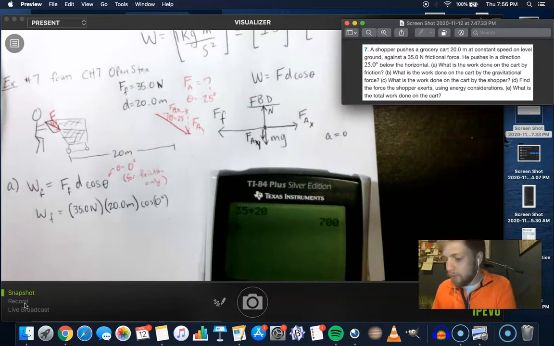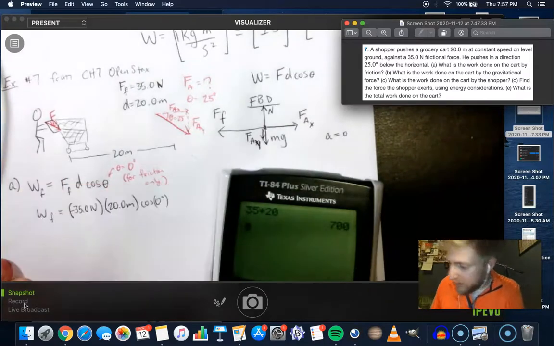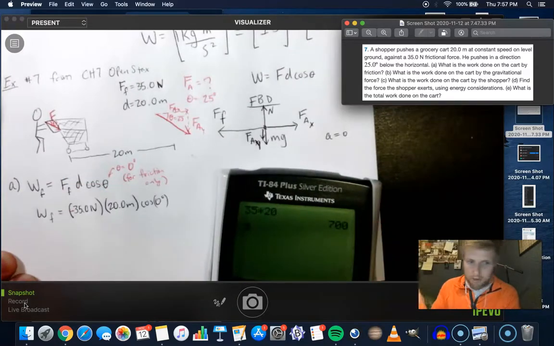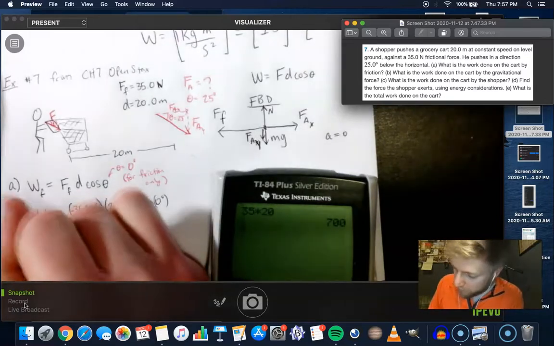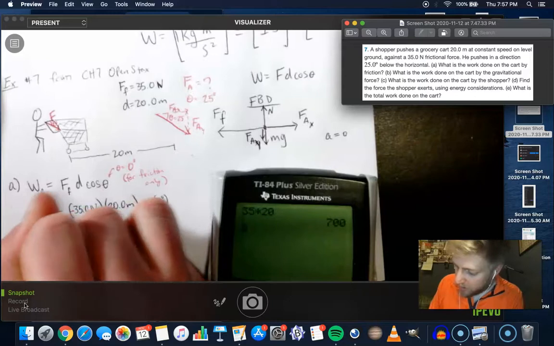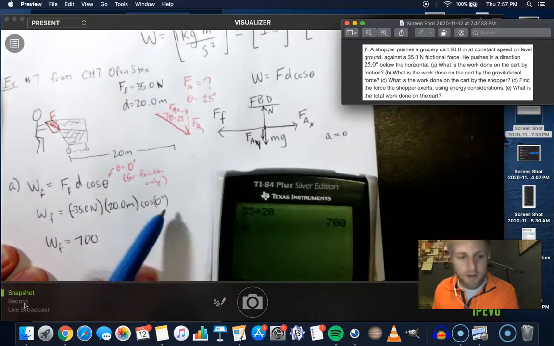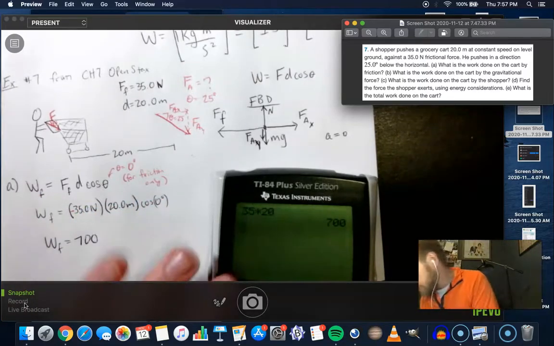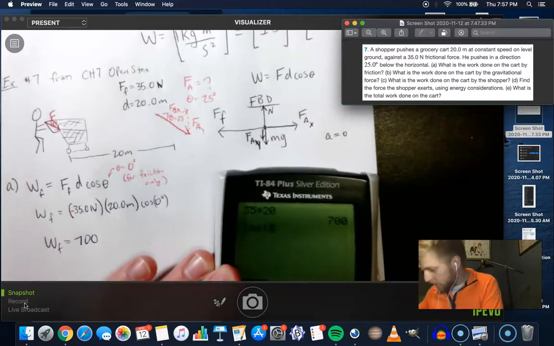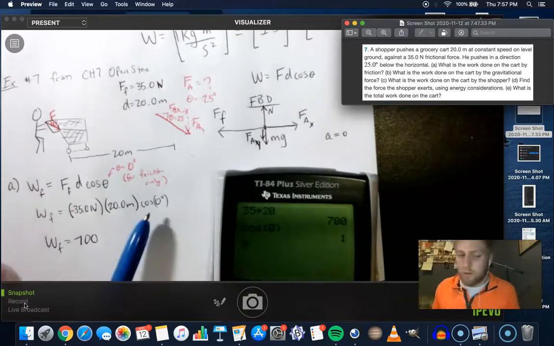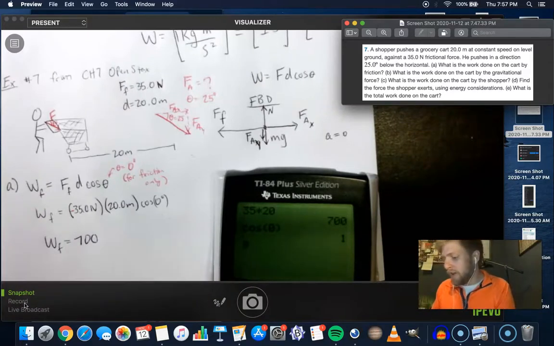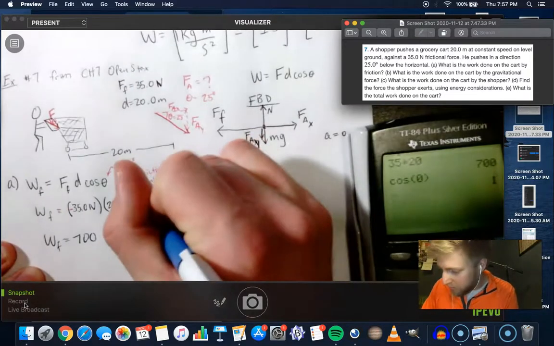So what I need to do is pop a negative in there, and then when I got 700, I'll just pop the negative out front. So my work done by friction is negative 700. It's going to be times cos theta. I did this in kind of a funny way. If you're in pre-calculus, you know cos of theta is just 1. So that's going to come up a lot, and it looks like I'm going to cross it out, but I'm going to make this 1.